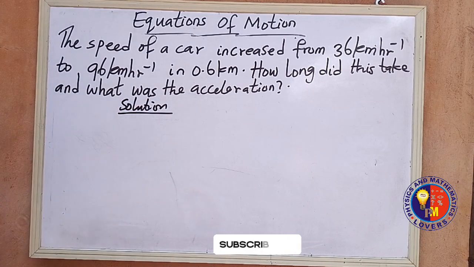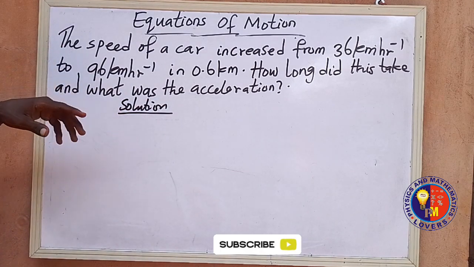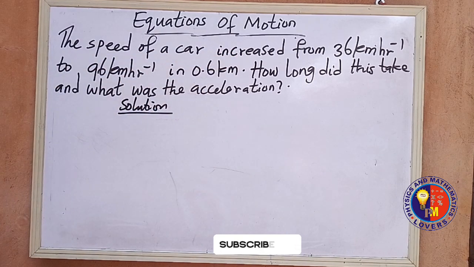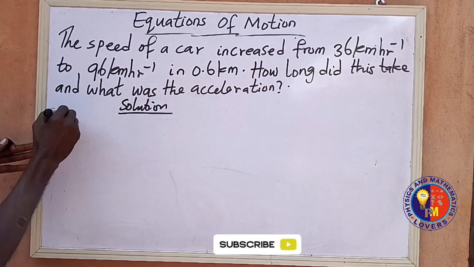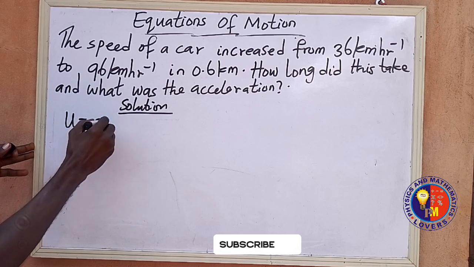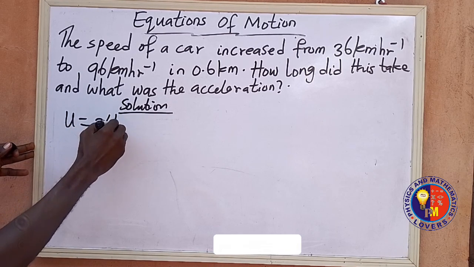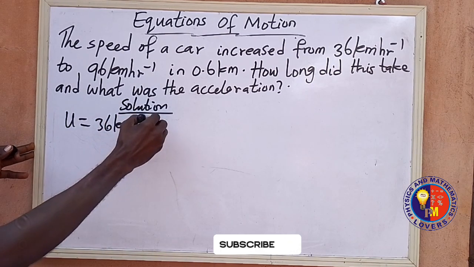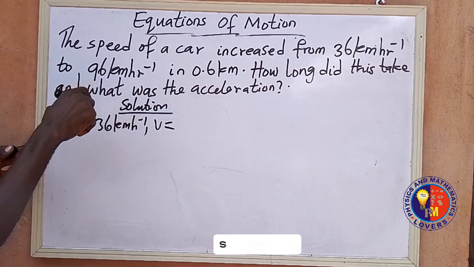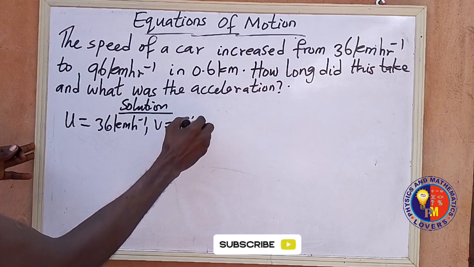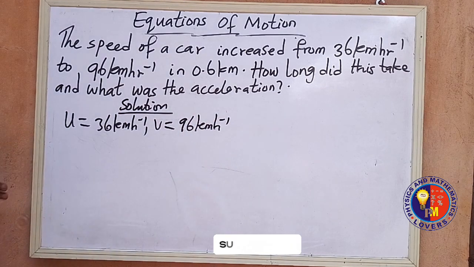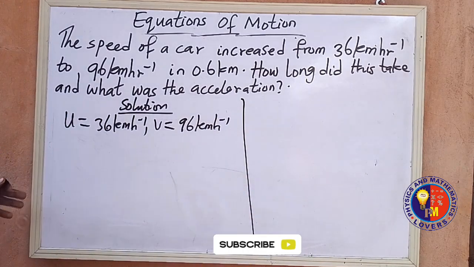Now, state the parameters. What we have is the speed. So we take speed as our velocity, since they have the same units. So our initial velocity, which is u, equals the initial speed, which is 36 km per hour. Then we have your v, which is equal to 96 kilometers per hour.